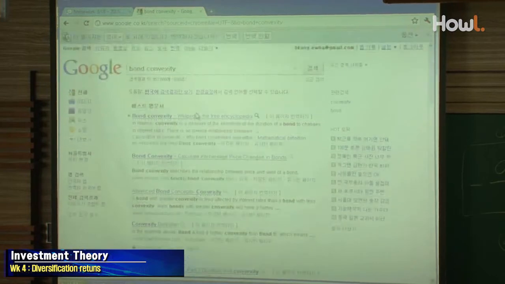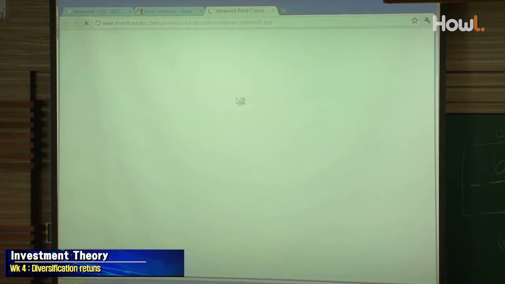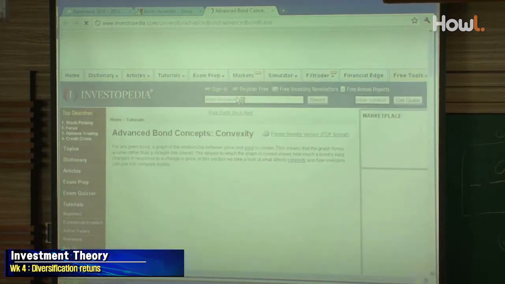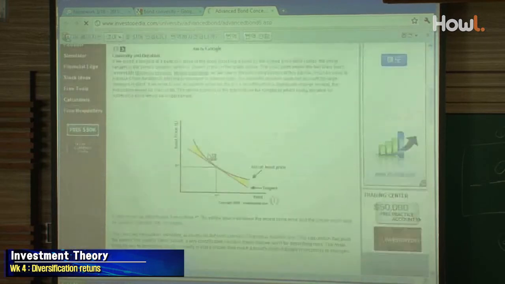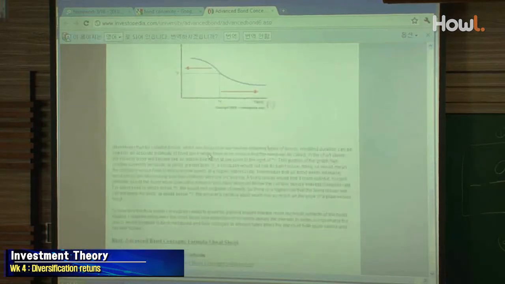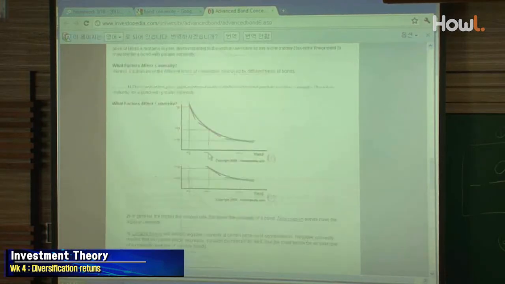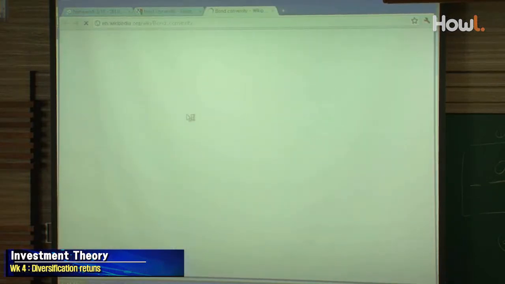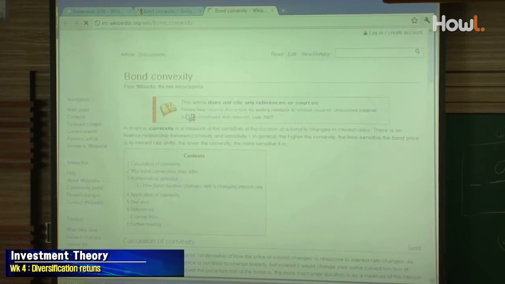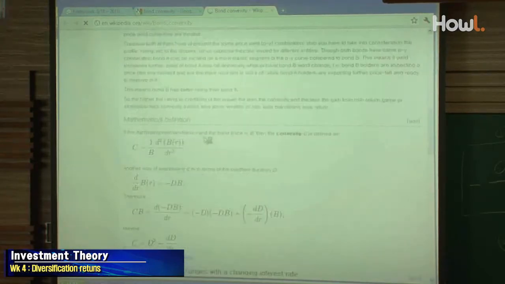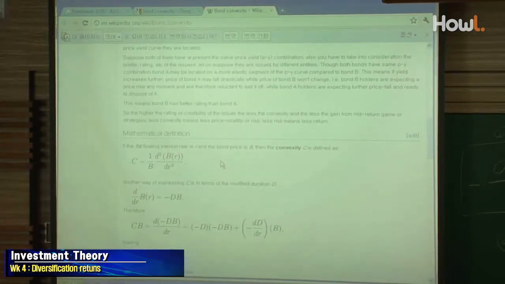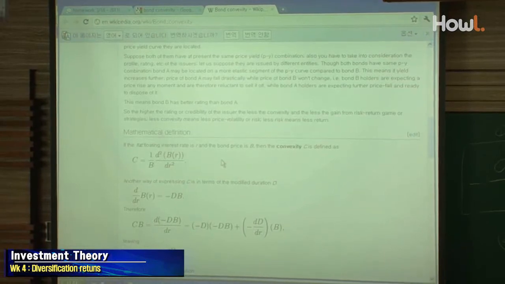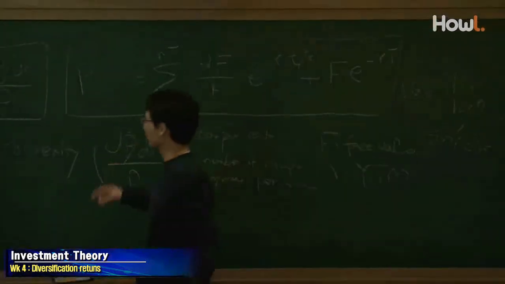Bond convexity is on Wikipedia, Investopedia. So the formula for bond convexity is, where is the formula? Not good. Okay, bond convexity is, basically this is right. So we don't need 2 here. So this is the bond convexity.